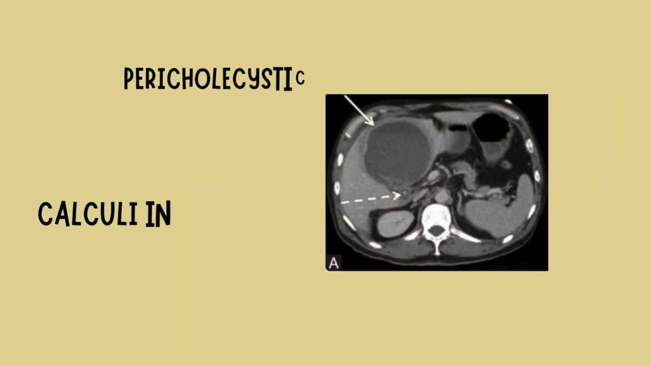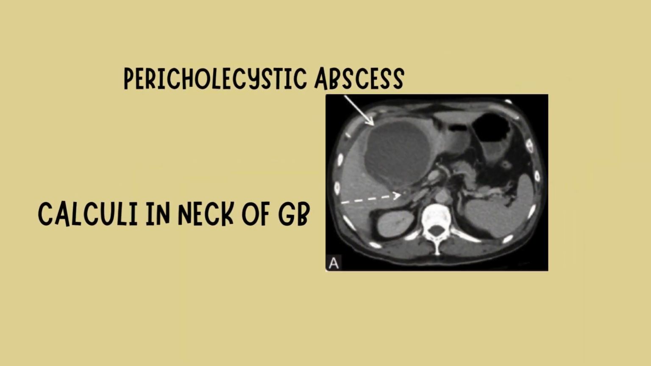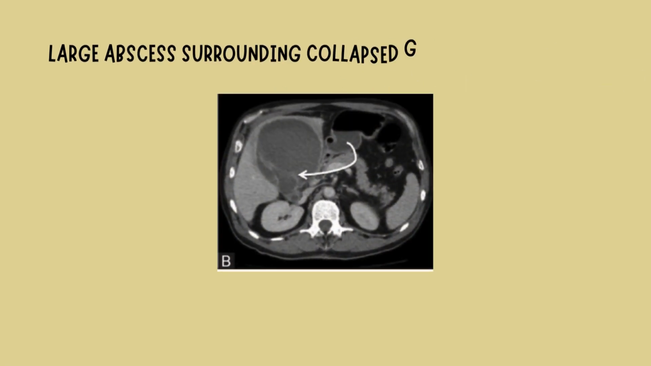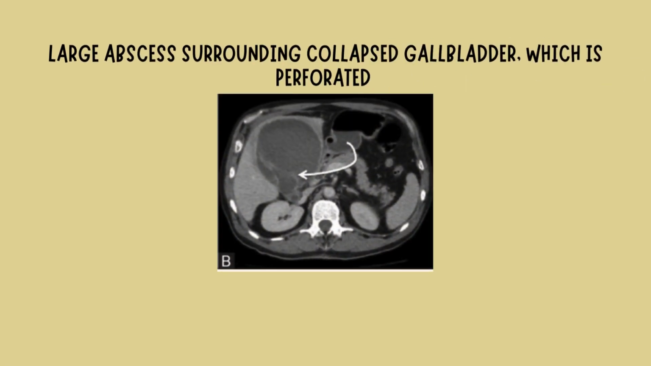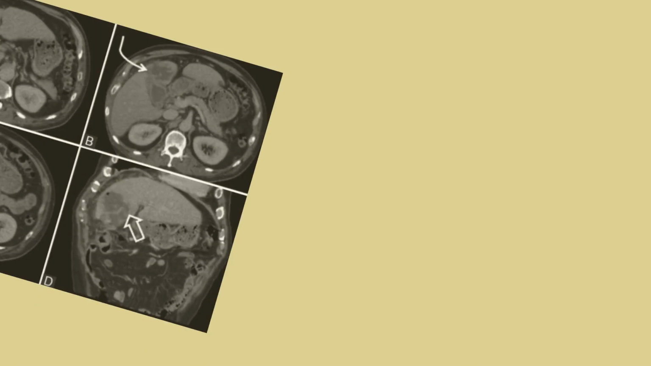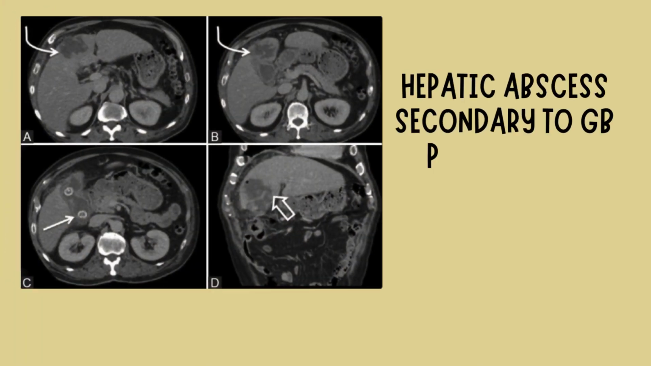So here is the image of a CT scan, which is showing the pericholecystic abscess through the upper arrow and the calculi in the neck of the gallbladder through the dotted arrow. This image is showing the perforated collapsed gallbladder, which is surrounded by a large abscess. These images are showing the hepatic abscess secondary to the GB perforation.